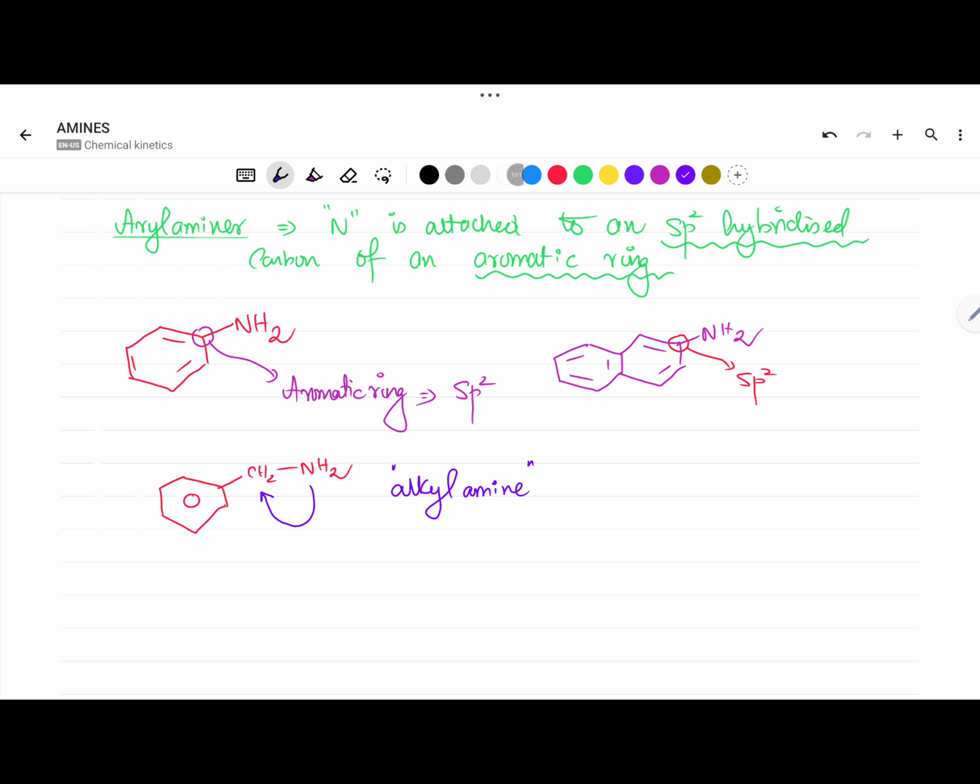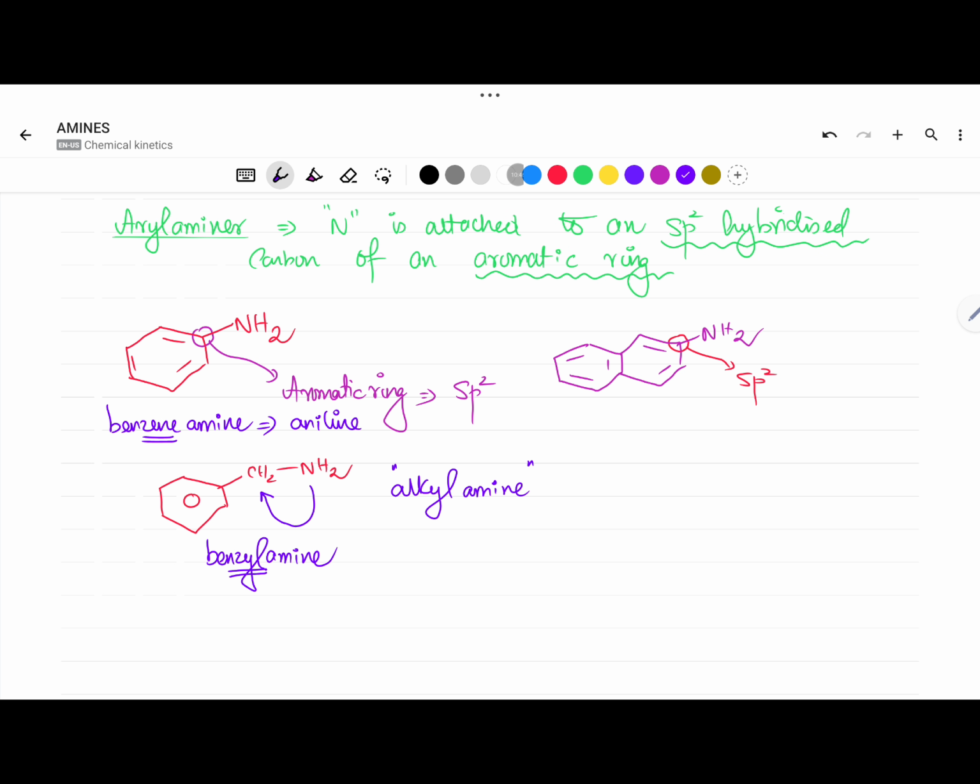So this is a point to be noted. This amine is commonly referred to as benzylamine. And this is called benzenamine. So note the difference: this is benzenamine and this is benzylamine. Benzenamine is otherwise commonly referred to as aniline.